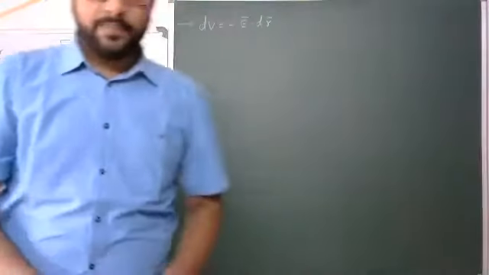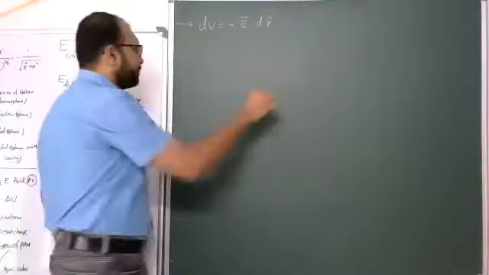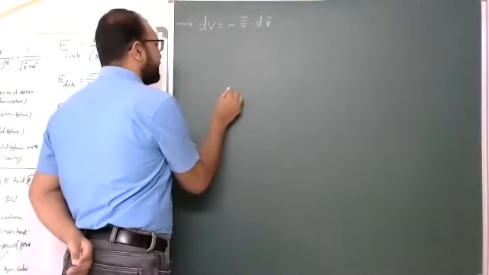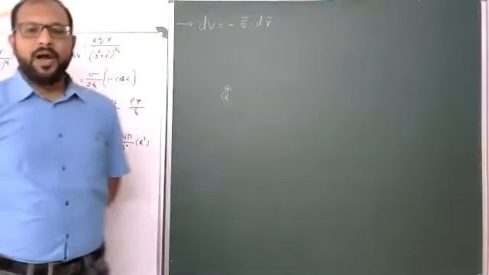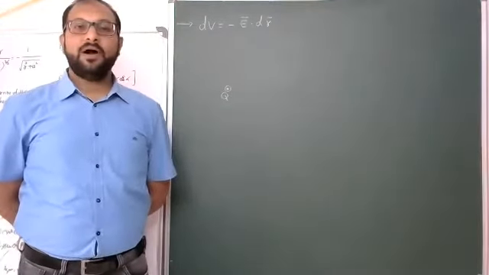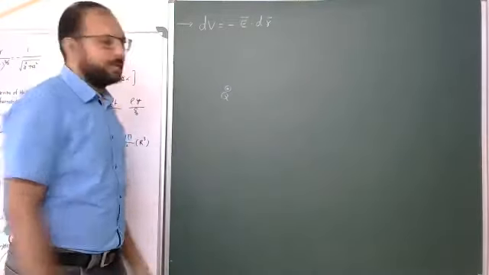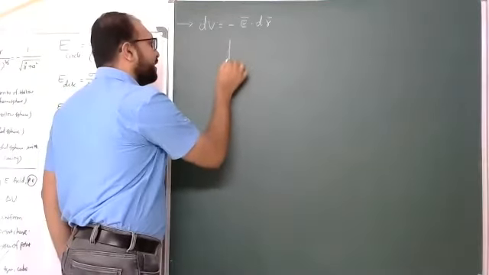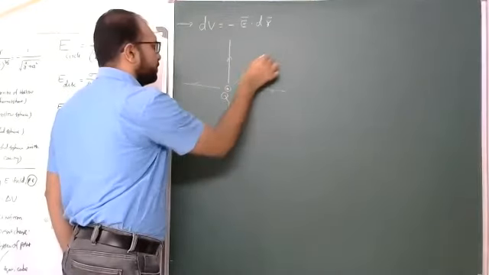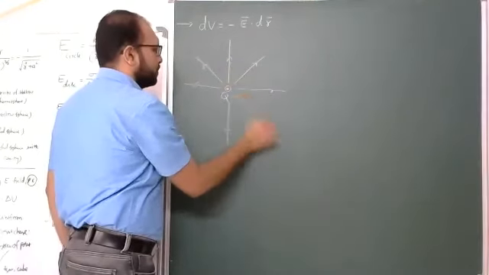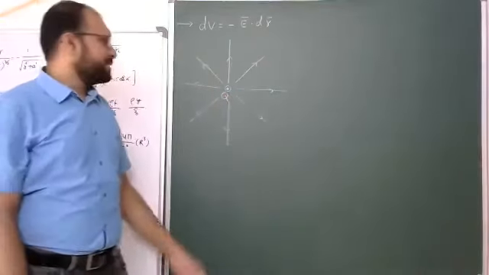Students, for the non-uniform electric field example, here I am taking one point charge. Surrounding this point charge, electric field exists. This is my electric field representation with the lines.